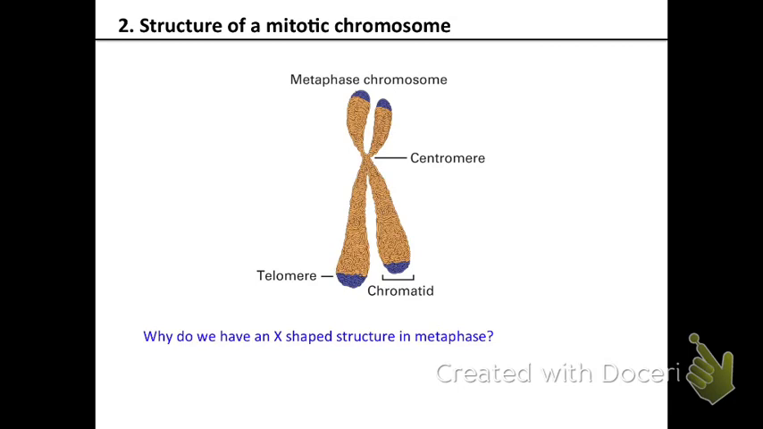Does anyone have an idea why you see this kind of X-like structure in metaphase? How many chromosomes are there in here? 1 or 2? 2 chromosomes, right? Because there are 2 chromatids. Chromosomes are linear DNA, so there are 2 chromosomes here. But they are sister chromatids, so they arose after replication. What I mean by that is this. In the S phase you have a single chromosome, and it gets duplicated through S phase, and you get 2 sister chromatids.